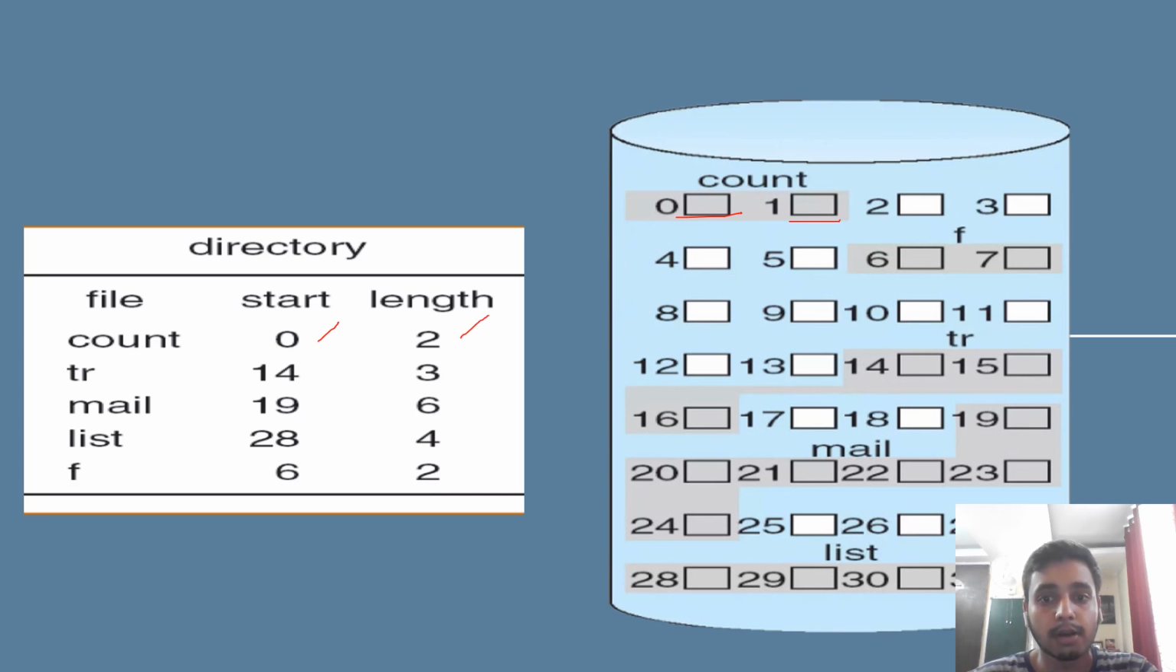The next file is tr. Tr starts from 14 and is of length 3. So in the directory it will start from 14, and 3 blocks will be assigned to tr, which will be 14, 15, and 16. The next file, that is mail, will follow the same.